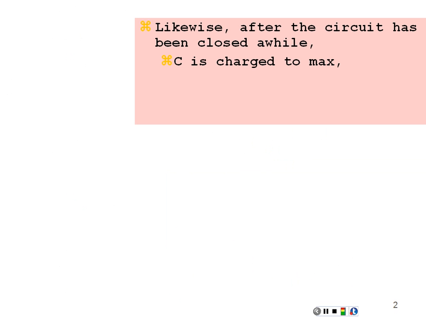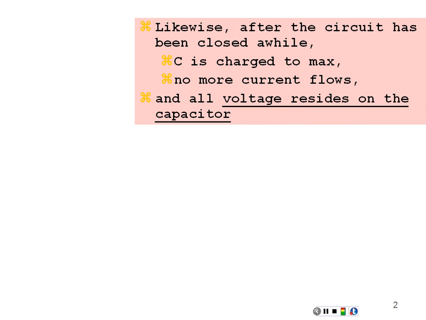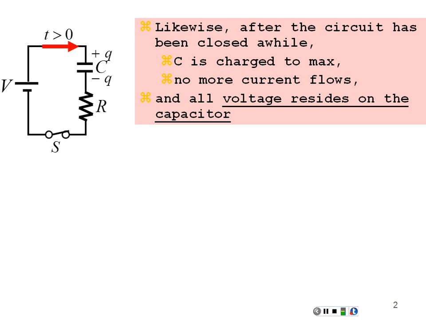Likewise, if the circuit's been closed a while, like infinity, then the capacitor will have charged up to its maximum value. It'll be at its maximum voltage, and in fact, no more current will flow in that circuit as the capacitor has shut off the circuit. So there will be no more voltage across the resistor, and all the voltage of the battery will reside on the capacitor at that moment.